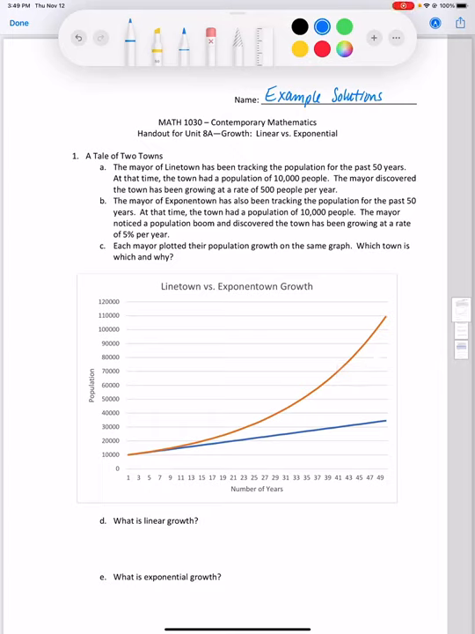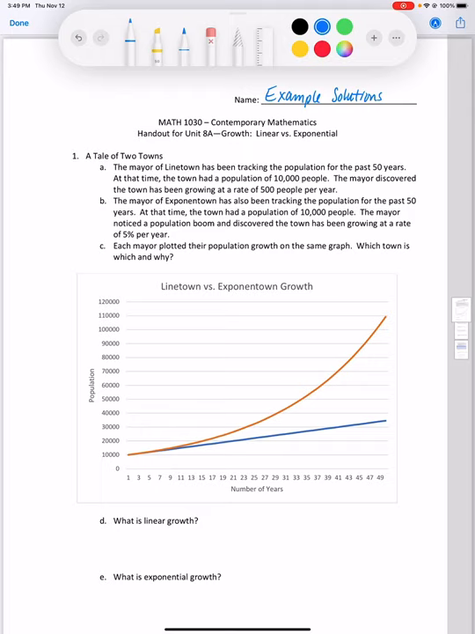Welcome class to the Math 1030 support video for handout for Unit 8A on growth, linear versus exponential. We begin with a comparison. It is a tale of two towns. It was the best of times. It was the worst of times.